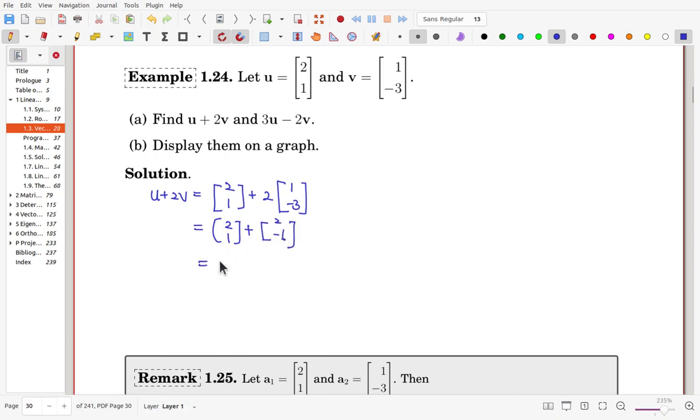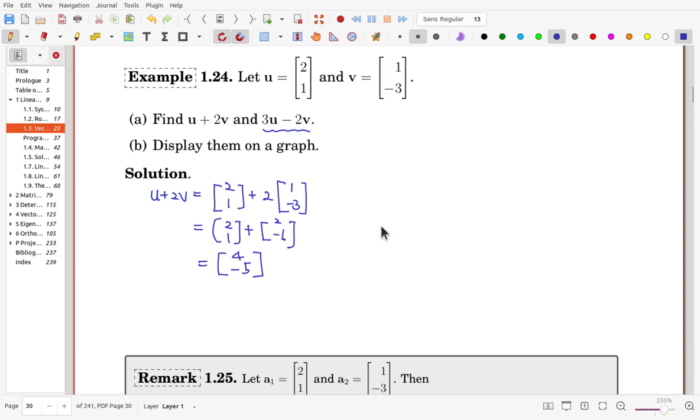Now, by using vector addition, that will be 4, adding these entries component-wise. 1 minus 6 is minus 5. For the other one you can do it similarly. Let's try to display u plus 2v.